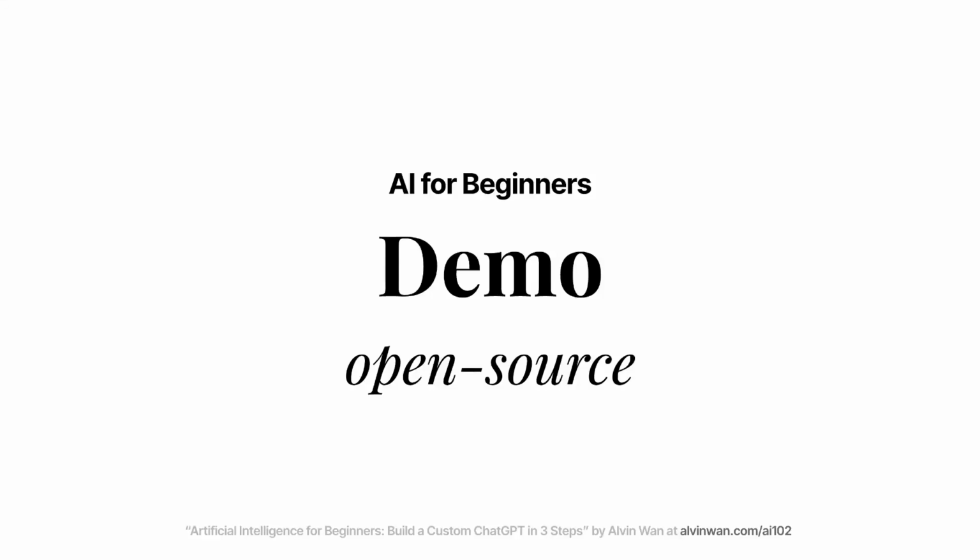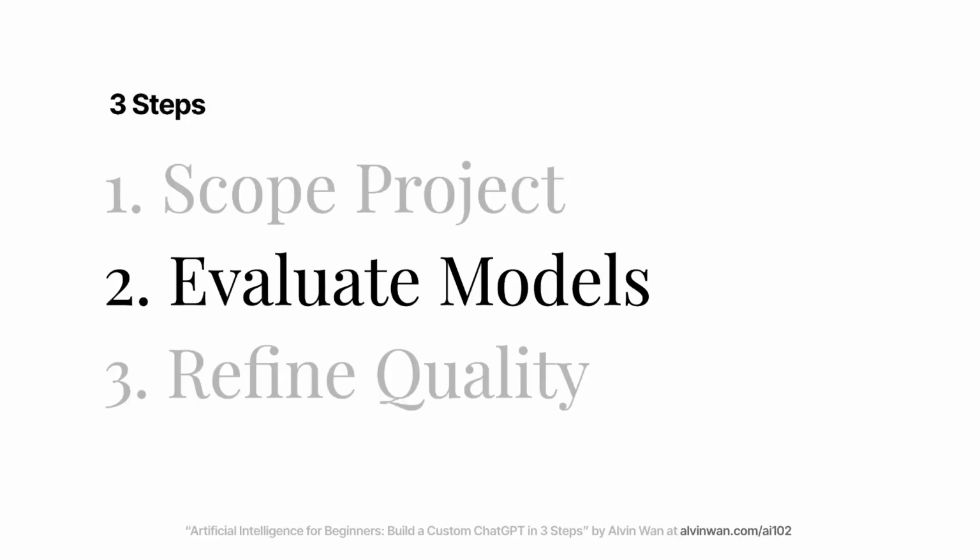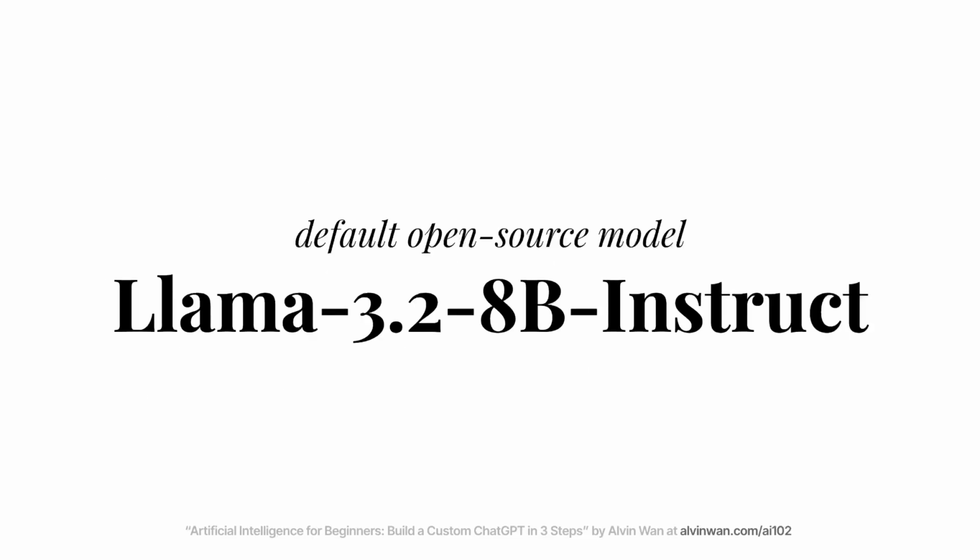Let's now run open source models for free. We're currently on the second of 3 steps. We're now trying small open source models. For now, let's treat Llama 3.2 8 billion as our default. This is a tiny language model that should fit on your laptop.